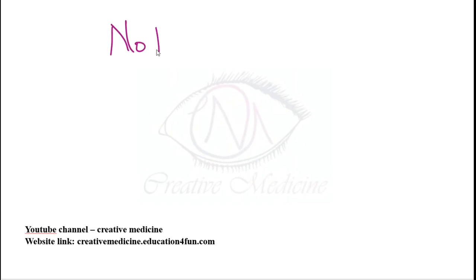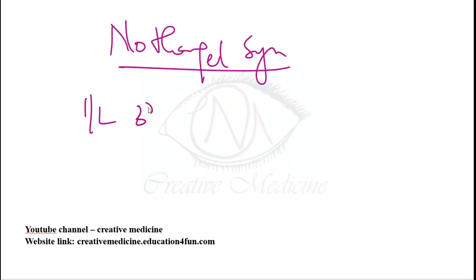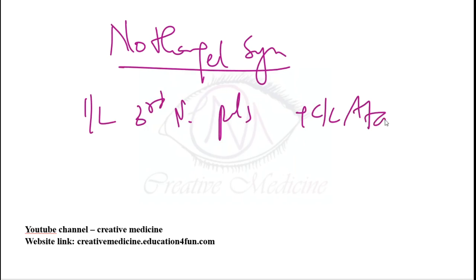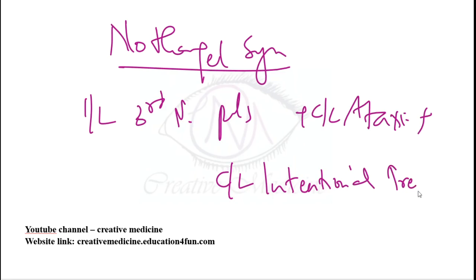Then we have Nothnagel syndrome. So what do you see in Nothnagel syndrome? In this you will see ipsilateral third nerve palsy along with contralateral ataxia. Along with that you will see contralateral intentional tremors. Ipsilateral third nerve palsy, contralateral ataxia with contralateral intentional tremors are seen in Nothnagel syndrome.